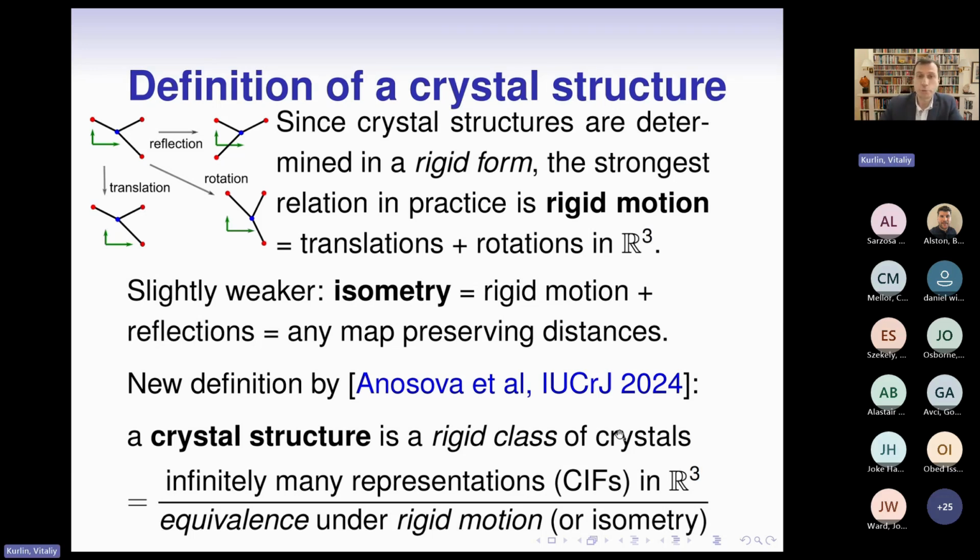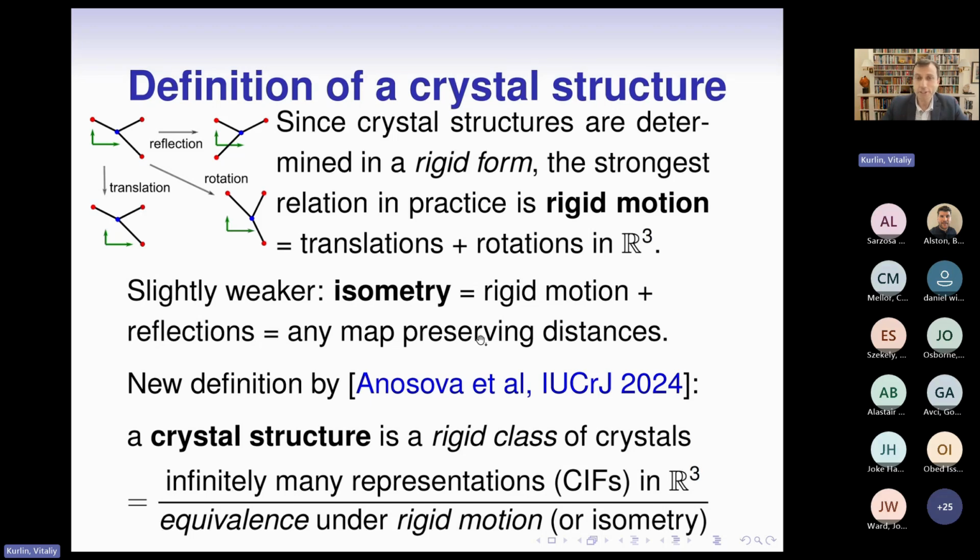If in addition to rigid motion, translations and rotations, we also include compositions with reflections, we get a slightly weaker equivalence of isometry, which I will be using often in the slides, but we distinguish. So rigid motion is stricter, practically the strongest, but isometry is only slightly weaker. We do not distinguish mirror images.